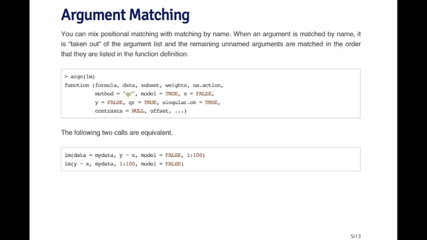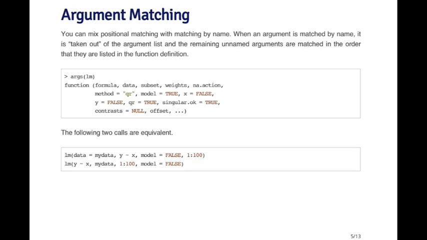So positional matching and matching by name can be mixed, and this is quite useful often for functions that have very long argument lists. For example, the lm function here, which fits linear models to data, has this argument list. The first is the formula, the second is the data, and then the subset, the weights, etc. And you can see that the first 5 arguments here don't have any default values, so the user has to specify them. But then the method, the model, the x argument, those all have default values. So if you don't specify them, they will use those values by default. And so the following 2 function calls are equivalent.